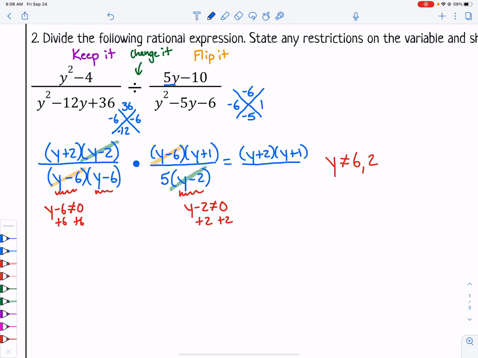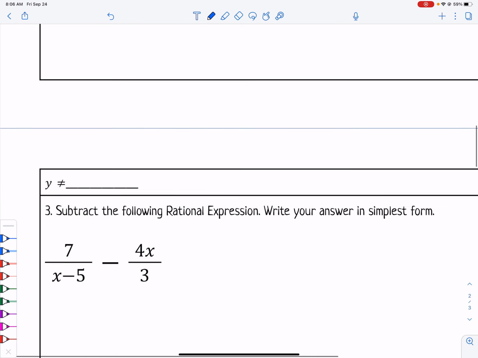Just write them as factors, put parentheses around them. And then in the denominator, I have 5 times (y - 6). And you just check and see if you can simplify that any further once you put it back together, but we can't. So that would be it. Let's look at number 3.